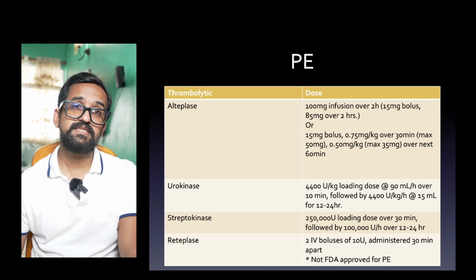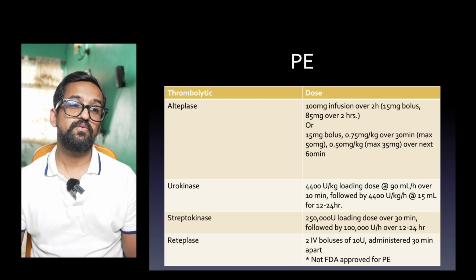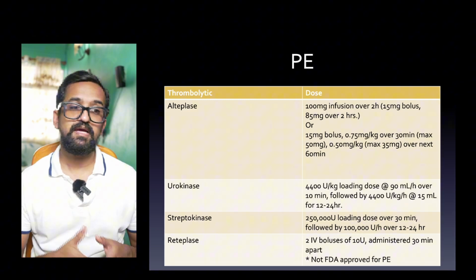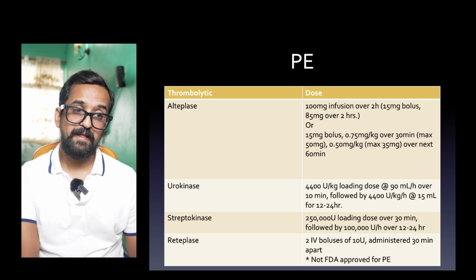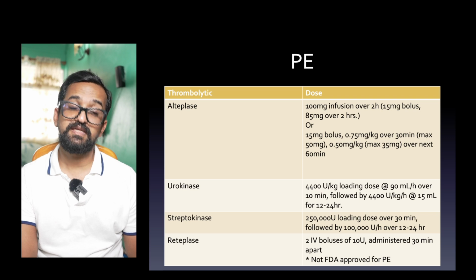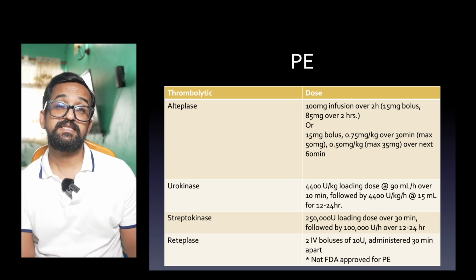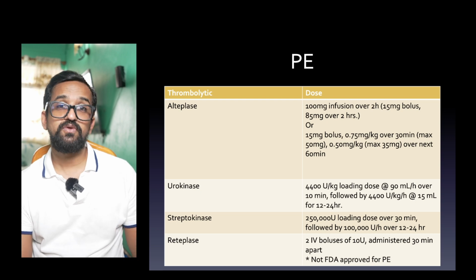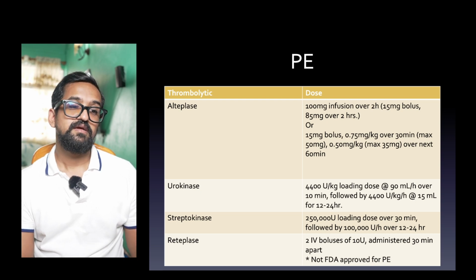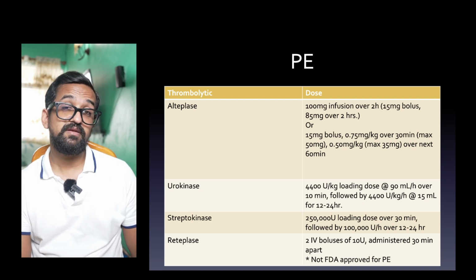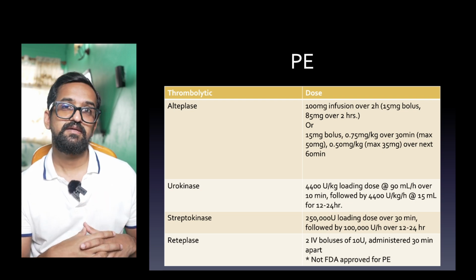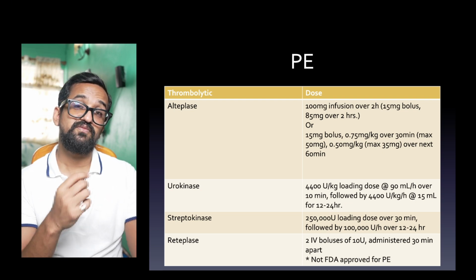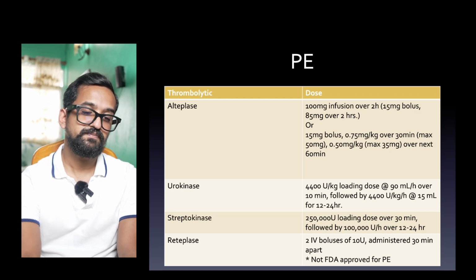Now, these are some of the medications that we give. Like Alteplase is given 500 milligrams infusion over 2 hours, okay? Or you can even give a 15 milligram bolus and then 85 milligrams over 2 hours. Or you can give a 15 milligram bolus, which is 0.75 milligrams per kg over 30 minutes, then 0.5 over the next 1 hour. The other drugs are urokinase, streptokinase, and Alteplase. If you can notice, the dose of streptokinase is different from the dose for MI. So please be careful that the doses of thrombolytics are different when it comes to different conditions, and you cannot just give one dose to all the conditions.